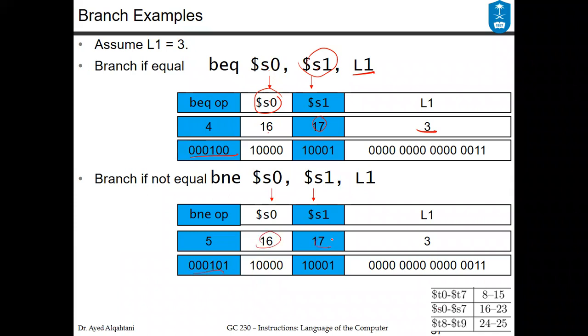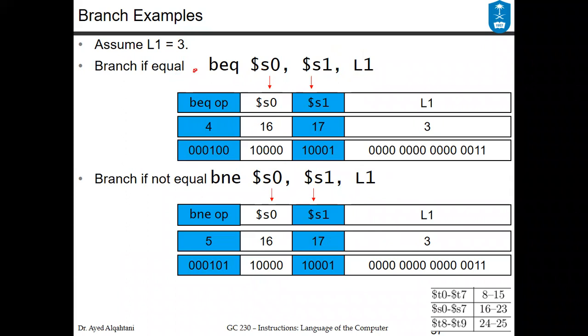Same thing here, 16 and 17, and the label is 3. The job that branch equal does is compare those two. If they are equal, you jump to the label L1. Here, if they are not equal, you jump to L1.